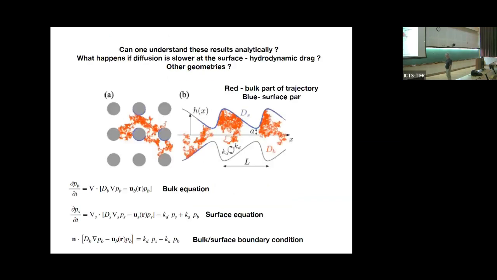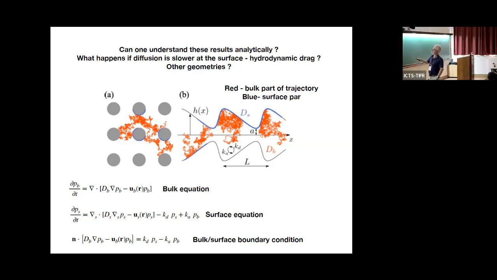So actually, let's have a look at this model. So we're going to write down a model now. For our spheres, I'm going to have 2 equations. I'm going to have a bulk equation. So I'm going to have ordinary Brownian motion. I've put a drift in here in the bulk. So you can see these are the trajectories. And I have a reaction with the surface.